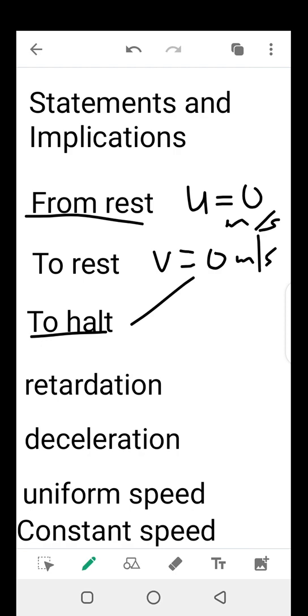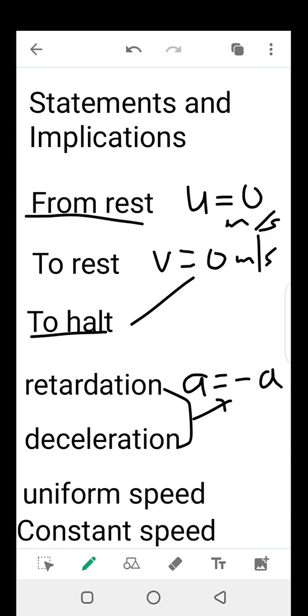What if they tell us that there is a retardation? If there is a retardation, then it means that the acceleration of the body is negative. So we're going to change our A to minus A in the equation. And it's the same thing with deceleration also. They mean the same thing.